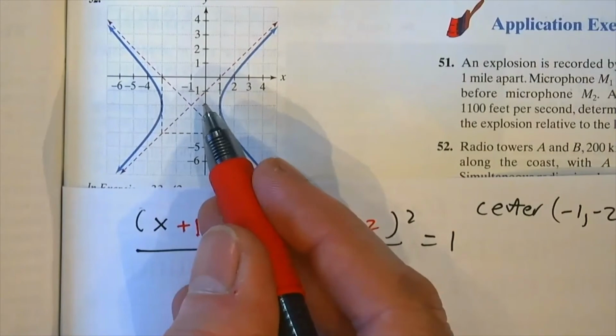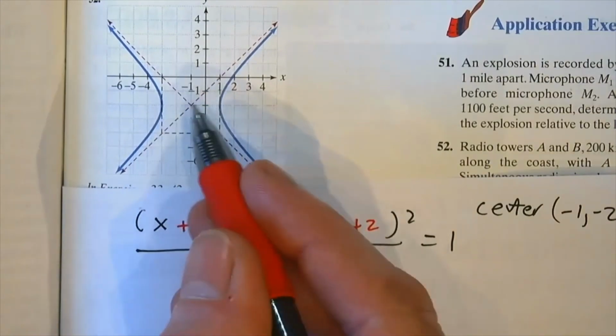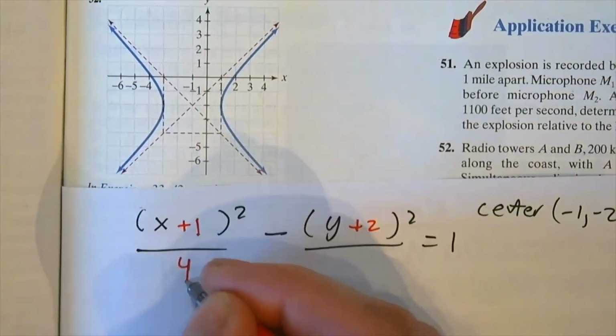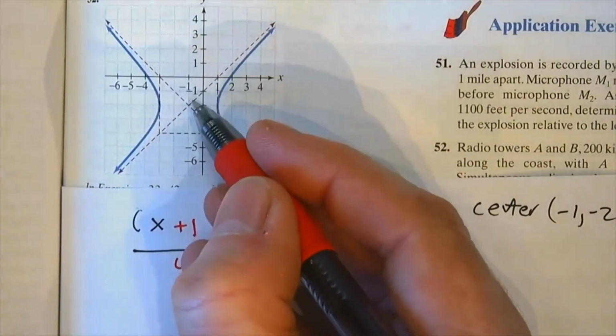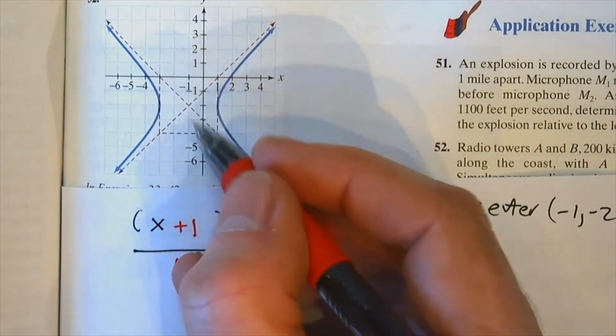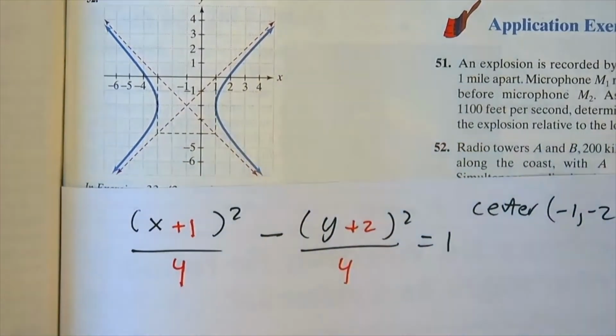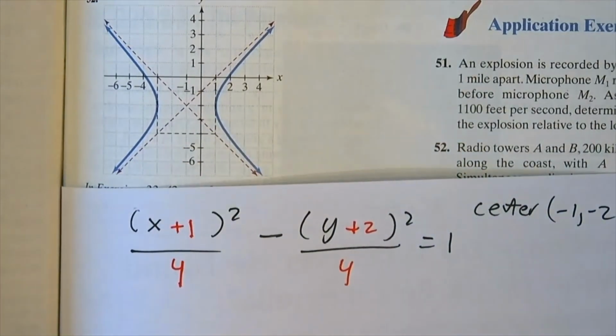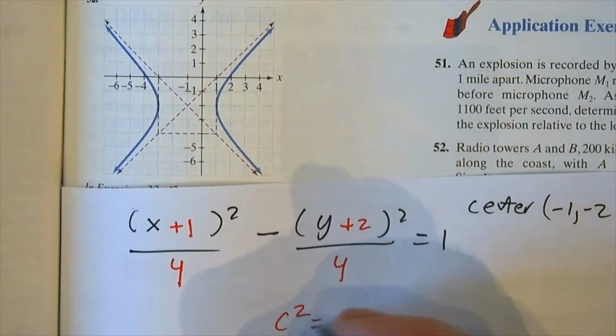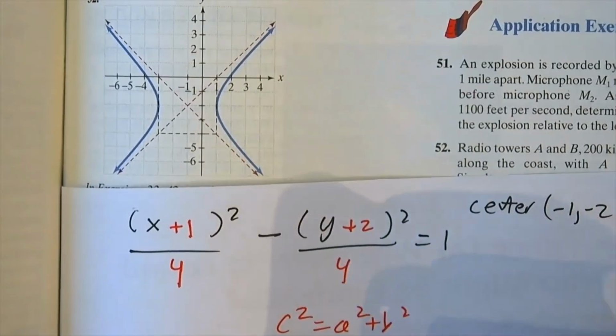Okay, now let's find how far it's going in the x direction. It looks like it goes 1, 2. So we're going to put 2 squared, which is 4. How far does it go in the y direction? 1, 2. Oh, it's the same. 2 squared is 4. Ta-da! That's it.